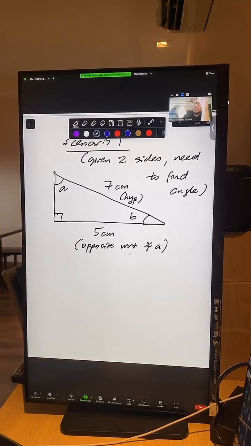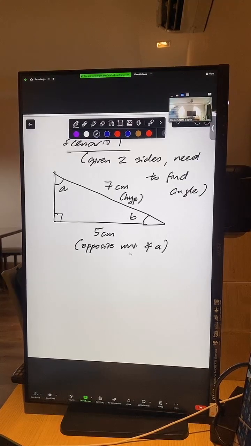Ladies and gentlemen, boys and girls, do I use sine, cosine or tangent? Who can tell me? Share in the comments. I want to find angle A. Let's see if you are paying attention. Somebody said sine. Very good. So we need to use sine.